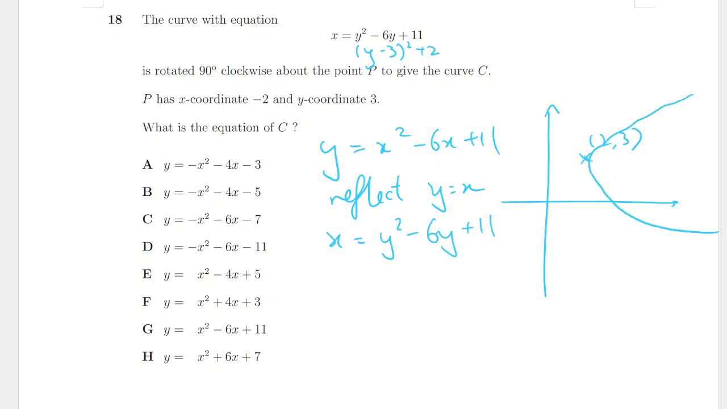Okay, where's my point P? My point P is here. This is -2, 3. Good. So if I rotate this 90 degrees clockwise, what happens? It becomes a negative quadratic, so none of options E, F, G, H. None of that. Okay, so where does my turning point go?